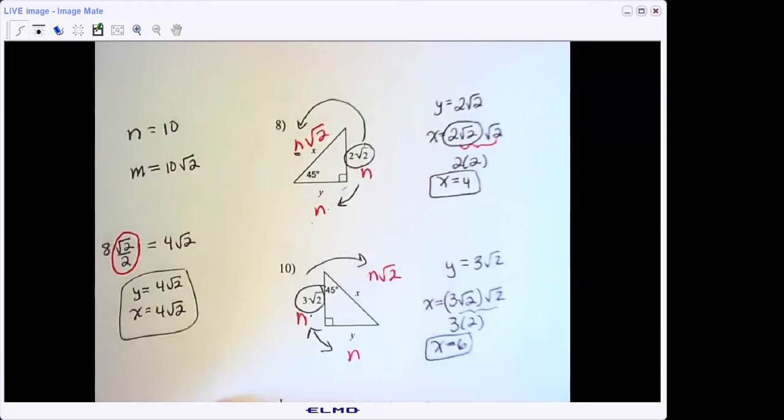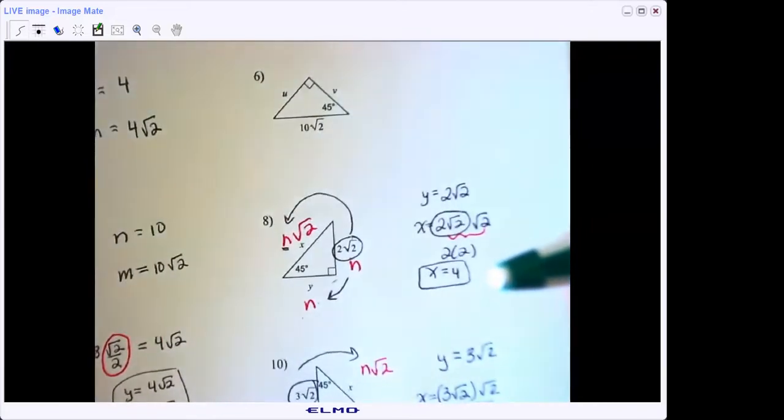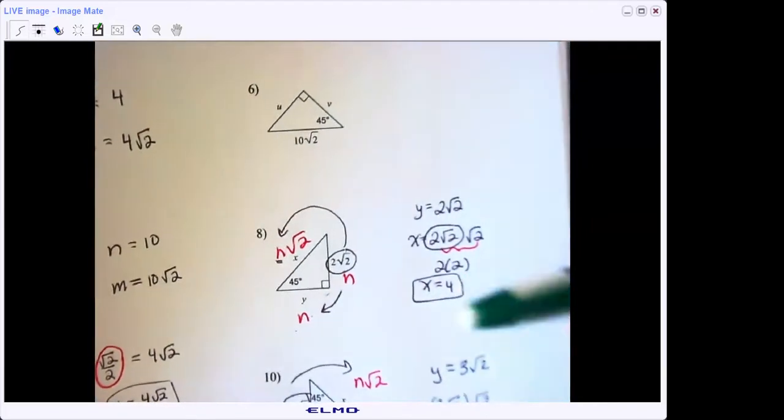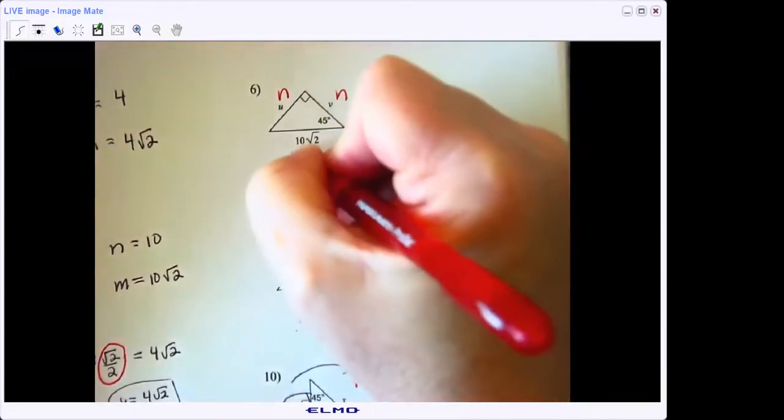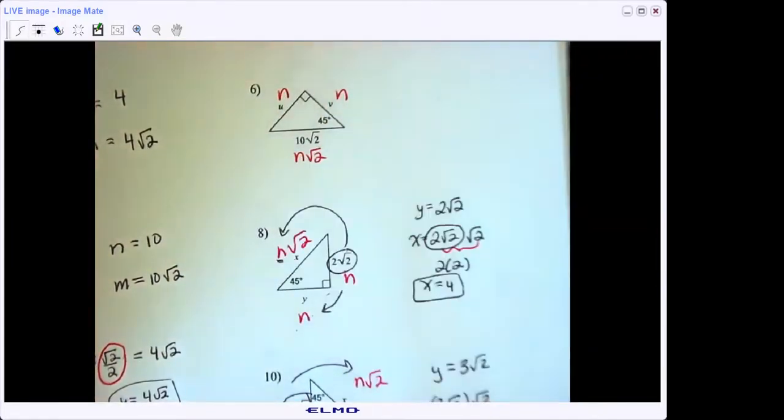Some people are still writing, so I'll give you a second. Number 6 should be a little bit easier. Okay, so labeling, we have n, and n root 2. I'm going to give you a second to write down what you think u and v are.